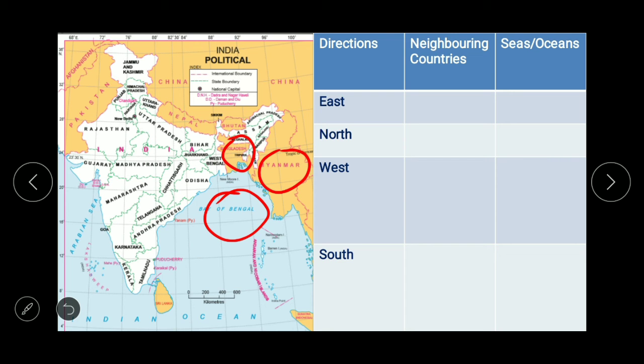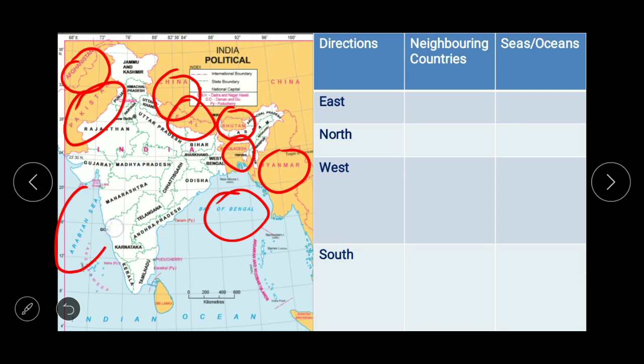Then on the north side, China, Bhutan and Nepal. No seas or oceans or water bodies. On the west, here Pakistan, Afghanistan and Arabian Sea.